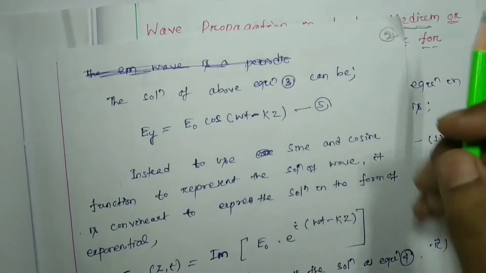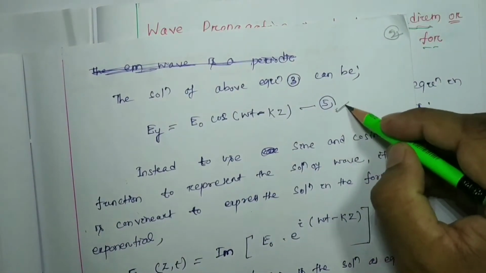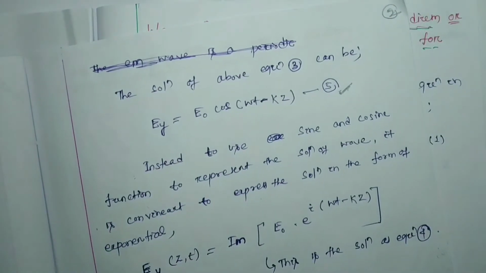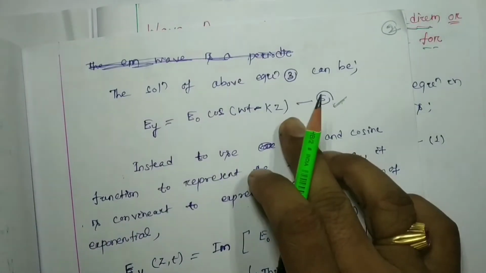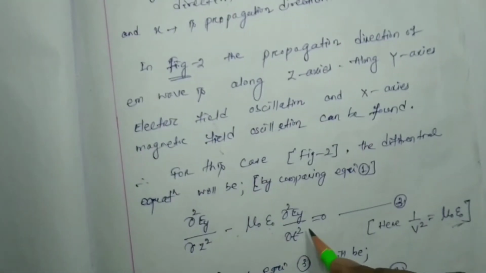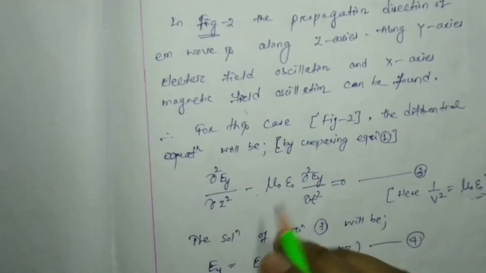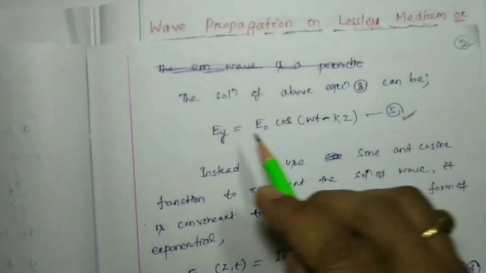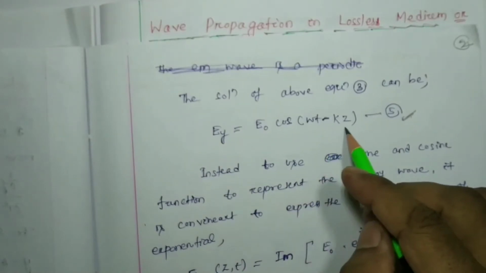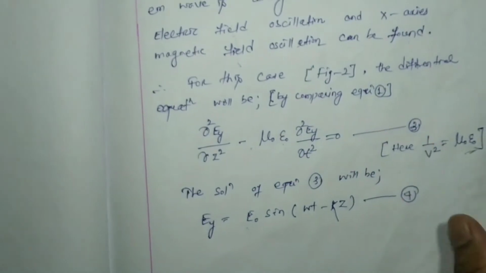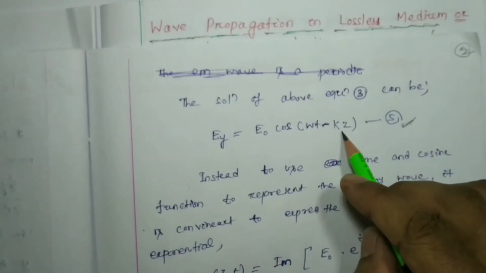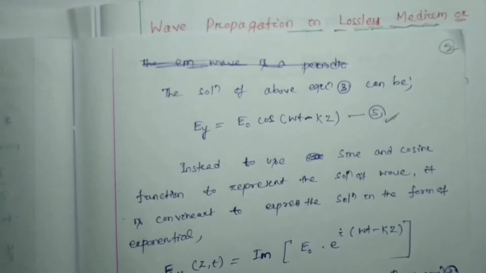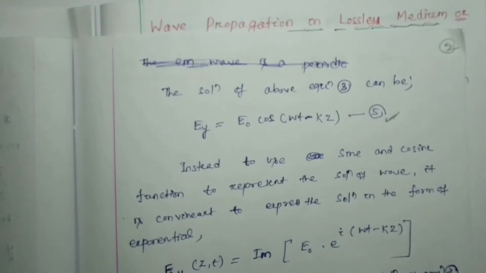That means if we consider this equation also, that equation also satisfies this differential equation. You can check in your rough work that if you consider Ey equal to E0 cos(omega t minus kz), it will also satisfy equation number 3. So hence this can also be accepted as a solution of the wave equation or wave propagation.